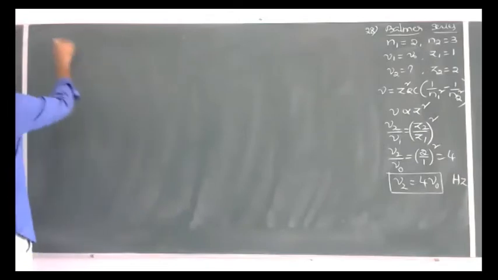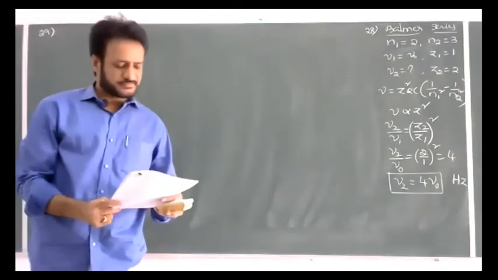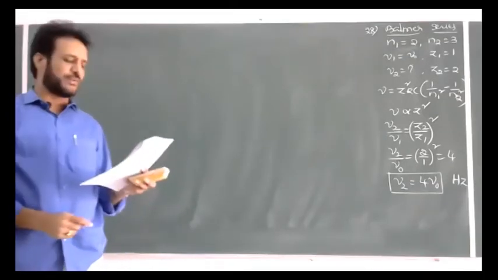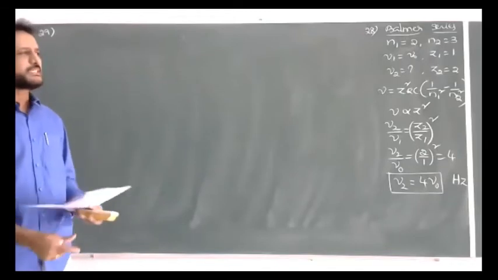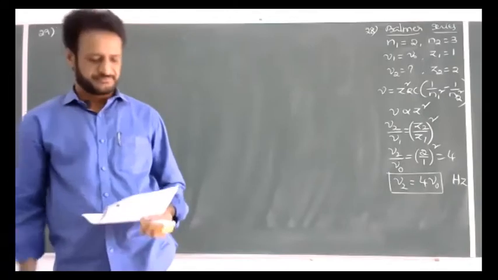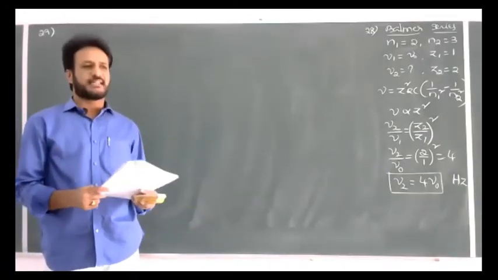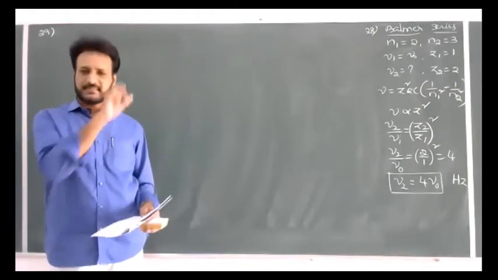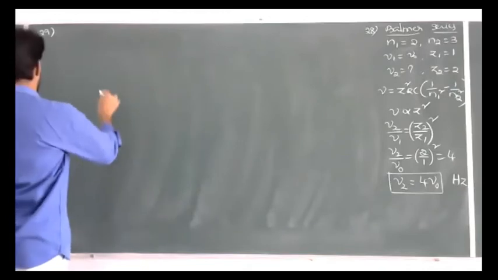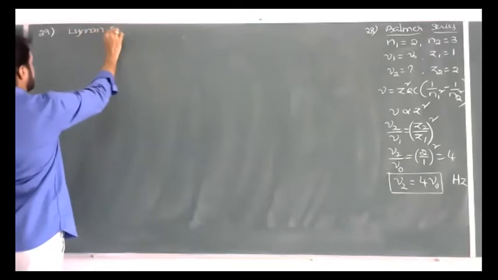Next, question number 29. Given the longest wavelength of the Lyman series is at 1240 angstrom, the highest frequency emitted in a Balmer series is.